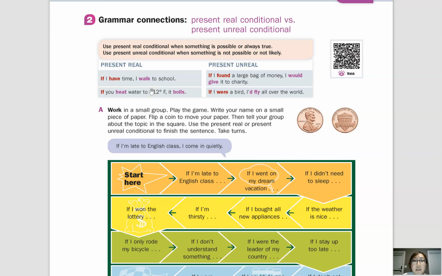So, as you can see, we use the present unreal conditional when something is not possible or not likely. And if you notice the difference between the present real and present unreal conditionals, the present real conditional uses present tense in both the if clause and the main clause. Now, if you look at the present unreal conditional, it uses past tense in the if clause, and then the modal would in the main clause. Okay, so I'm going to go ahead and play the grammar lesson so you can watch it.